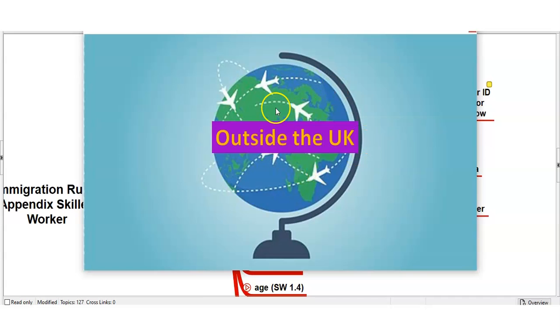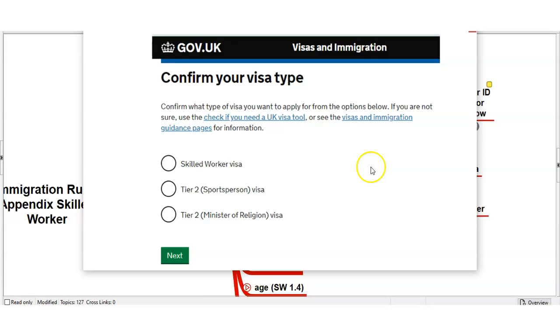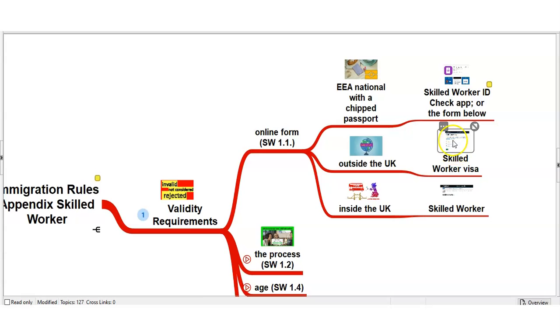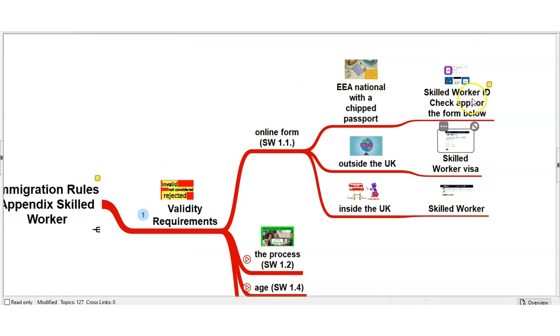If you don't want to use this app and you're outside the UK, so if you are anywhere else but not in the UK, then you will need to apply for what is known as the skilled worker visa. This is the online application, which is convenient to complete, and the application process is relatively straightforward. You'll need to complete the form, submit all the supporting documents for the application, and then book your biometric appointments. And hopefully you will also be able to download the supporting documents.